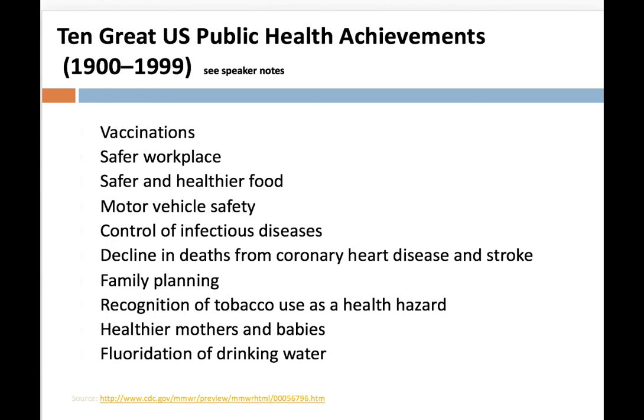We've also controlled infectious diseases such as cholera and typhoid. Since the 20th century, sanitation has been significantly improved in our developing countries. And there's been a decline from deaths of coronary heart disease and stroke, in part by being able to understand what the risk factors of diet and use of smoking have caused. And we have more healthier babies and mothers when we realize that better hygiene, nutrition, and antibiotics have brought better neonatal care to everybody who's needed it.